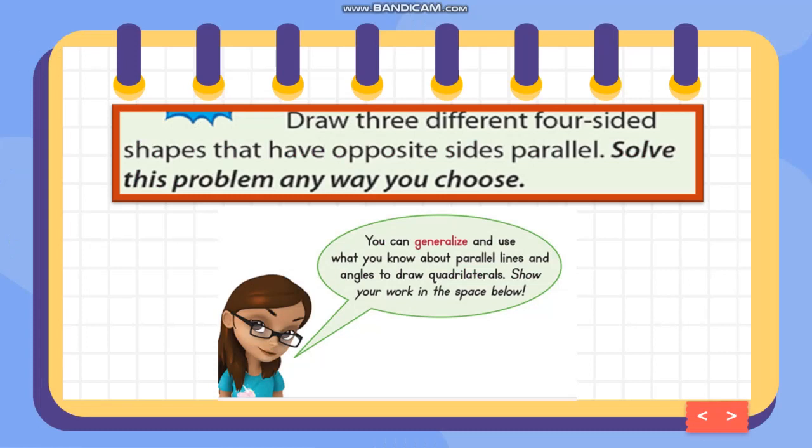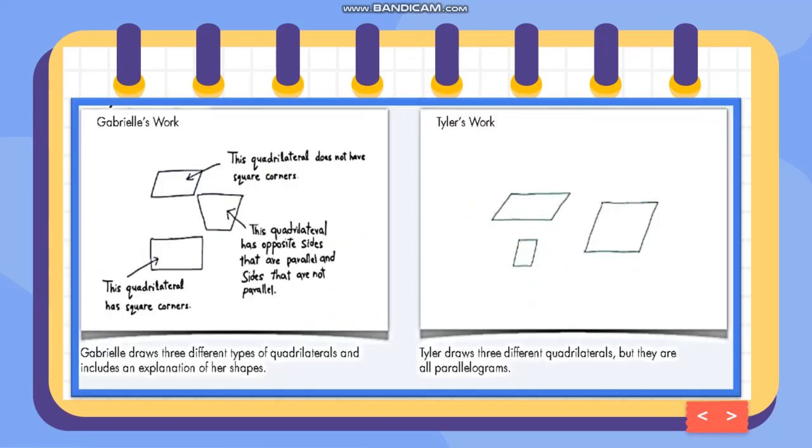Let's analyze this problem. Draw three different four-sided shapes that have opposite sides parallel and solve this problem any way you choose. So you can generalize and use what you know about parallel lines and angles to draw quadrilaterals. You're going to show your work on this page below. Now let's analyze these two works, from Gabriel's work and Tyler's work.